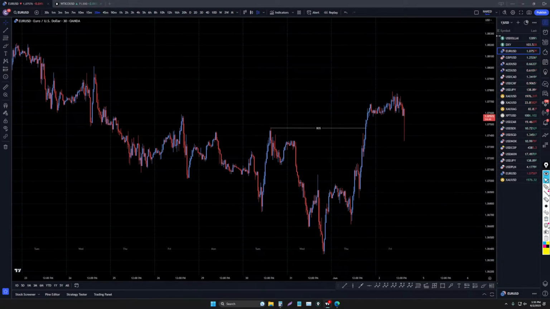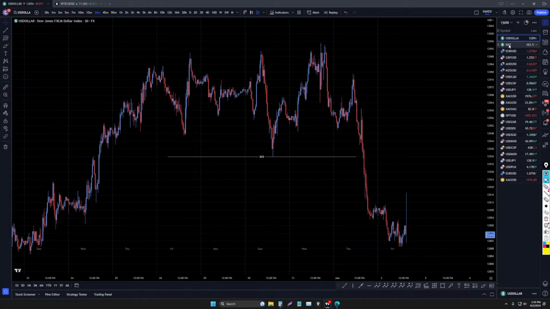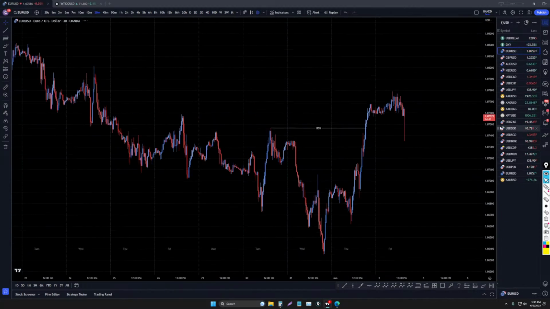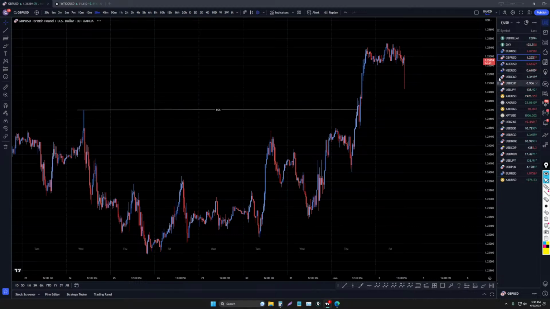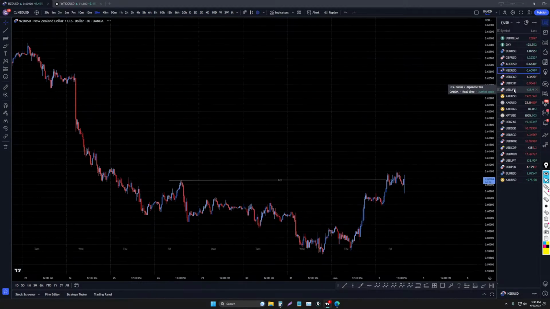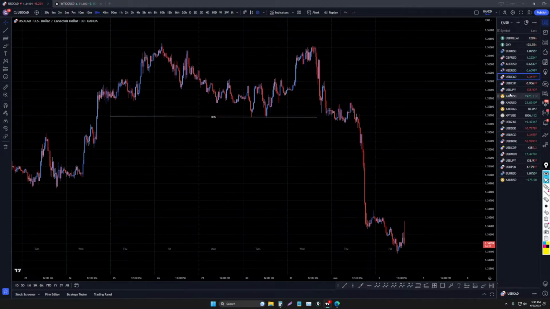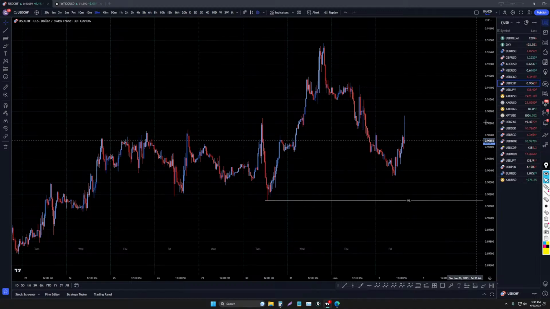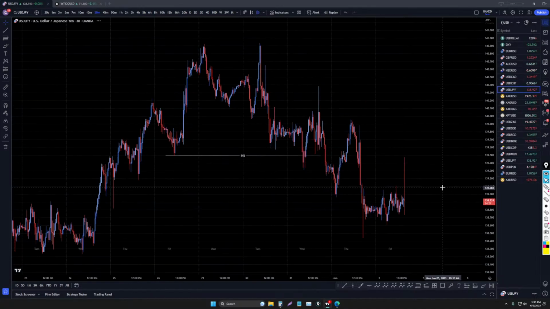So I'm still thinking that the euro is going to go up. I still think that the dollar is going to go down. And if it doesn't, then I think that next week it will probably go down. Oh, the Aussies are already starting to turn up. It looks like that one might have been a better choice. Kiwis turning up, Canadians turning down. Swiss isn't really doing too much yet.